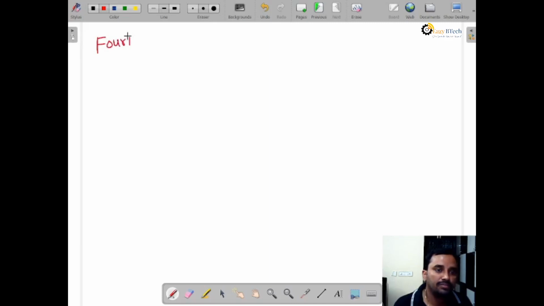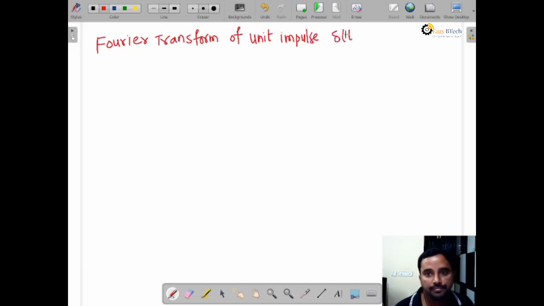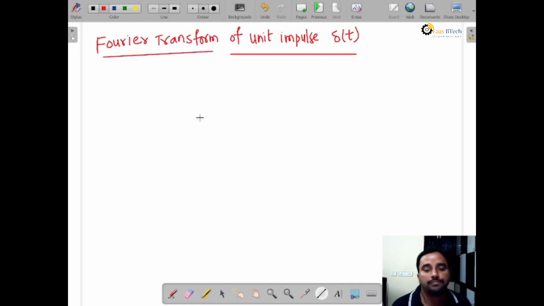Fourier transform of unit impulse function, that means del of t. What is the Fourier transform of unit impulse, del of t? Important. So we know first the Fourier transform formula, right? That formula. What we know? What is the Fourier transform?